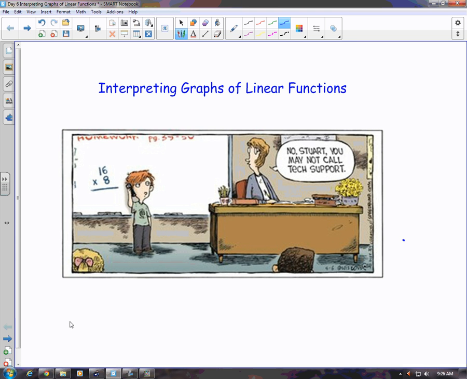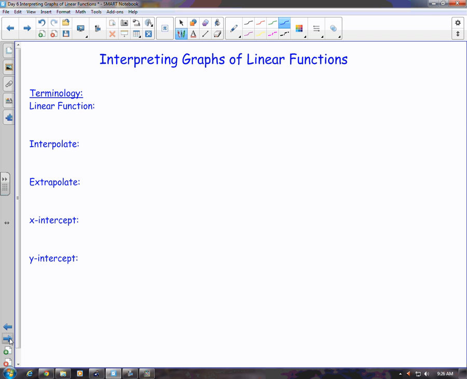So, interpreting graphs of linear functions. First of all, we're going to look at some terminology, because when we're interpreting graphs, we're going to use some words and terms, and we want to know what these terms mean. So the first term is, what's a linear function?